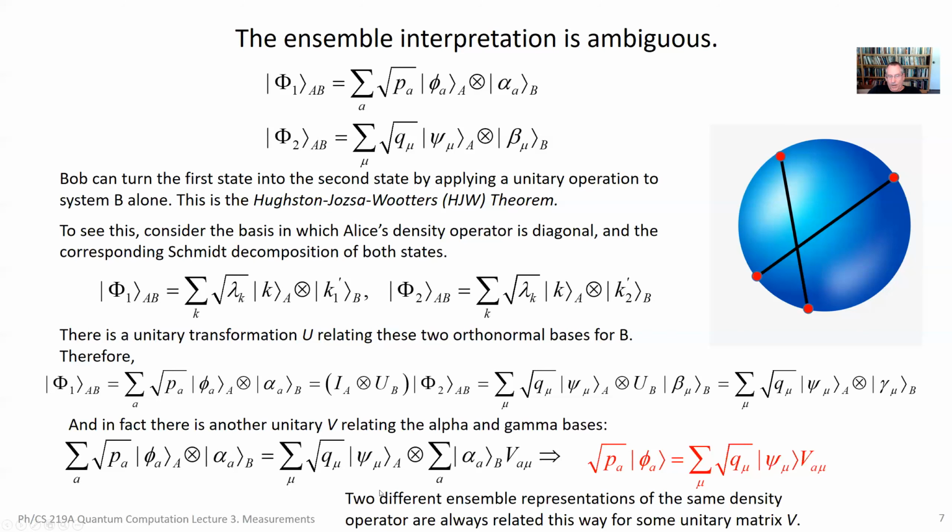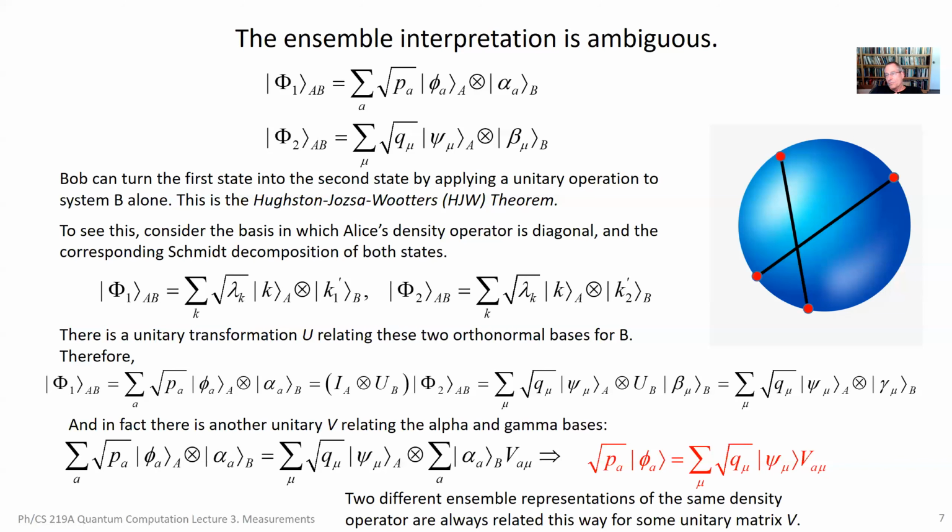And we can see that what that means for each value of A, square root of PA times state vector phi A has to be the same thing as the sum of square root of Q mu, state vector psi mu, unitary matrix element VA mu. So if we have two different ensemble representations of the same density operator, they must be related in this way for some unitary matrix V.